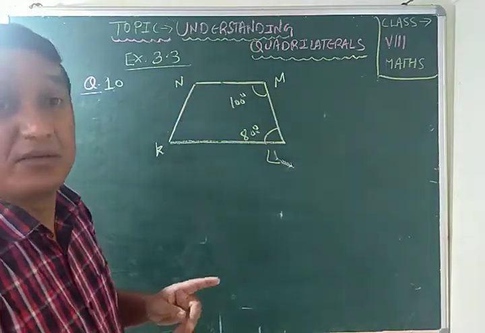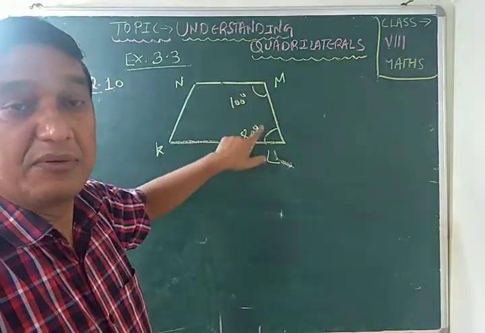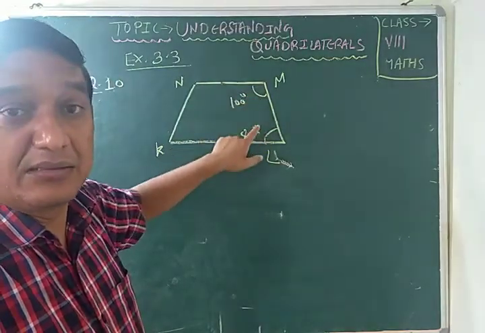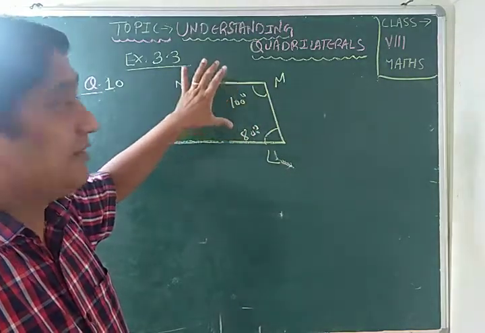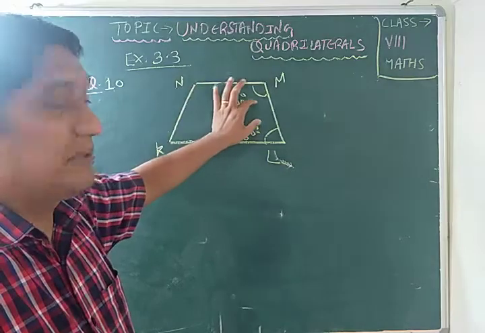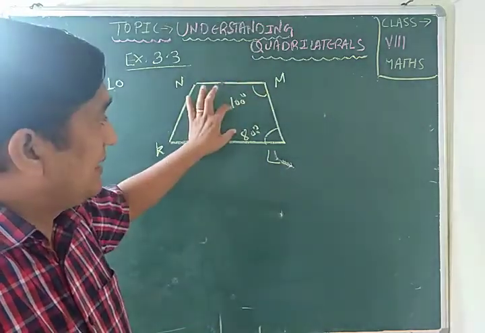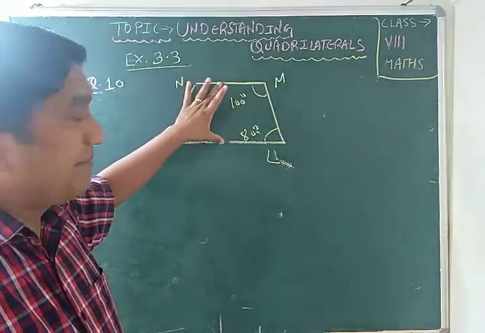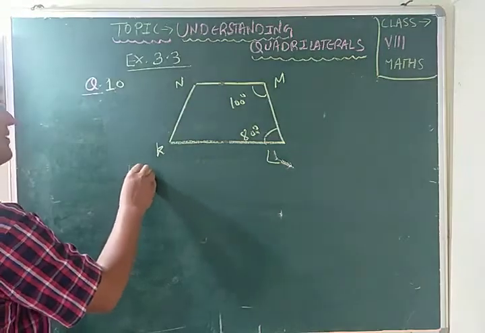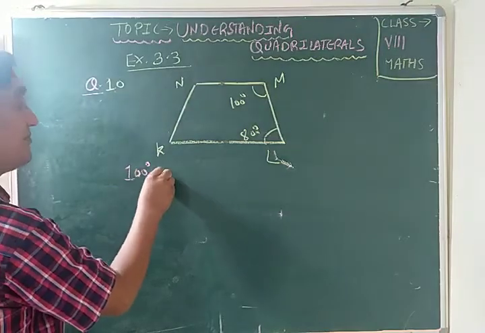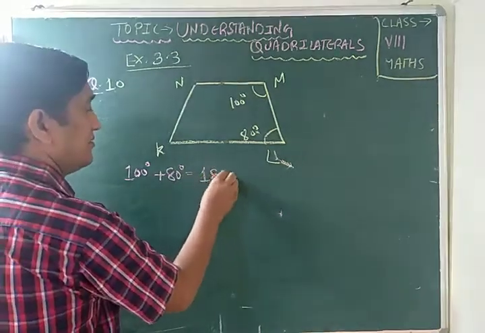because we know that if the sum of the co-interior angles, the consecutive angles, or the adjacent angles is 180 degrees, the lines must be parallel. And if the lines are parallel, then the angle sum is 180 degrees, vice versa. Always remember, if the sum is 180 degrees, the lines are parallel, and if the lines are parallel, the sum is 180 degrees. Now check: 100 degrees plus 80 degrees comes to 180 degrees.